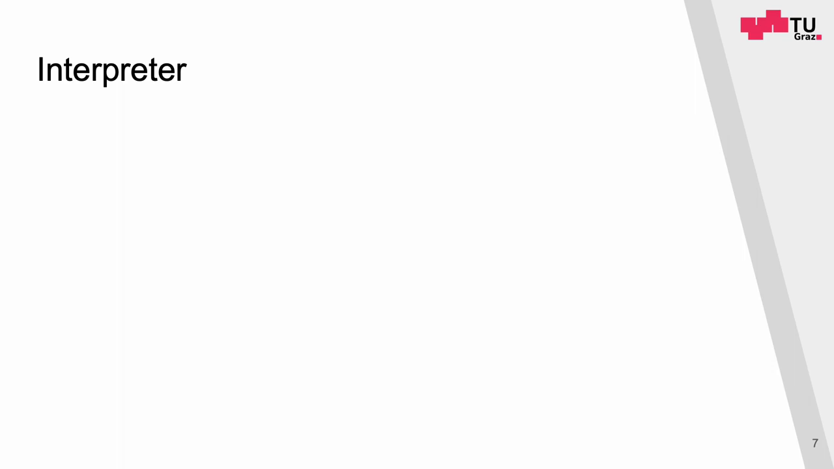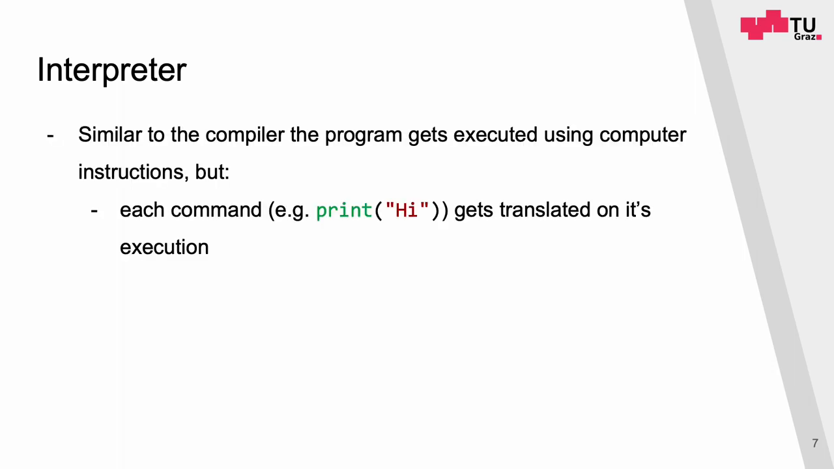On the other hand, the interpreter also translates the source code file into computer instructions, but each command, for example, if you type in print hi, gets translated on its execution. And therefore, no additional binary file or executable file is created.